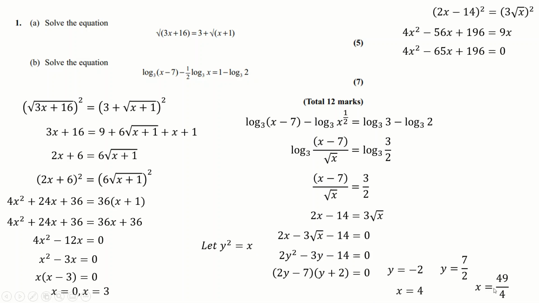But again, just like with the previous question, you want to check whether these answers actually work. If you put x equals 4 into this, you get log to base 3 of minus 3, which doesn't make sense. You can't do that with a log. So this is not a solution. But then when you put this one in, it's all fine. Everything is nice and positive and it's good. So that is the solution, and that's the first question done.